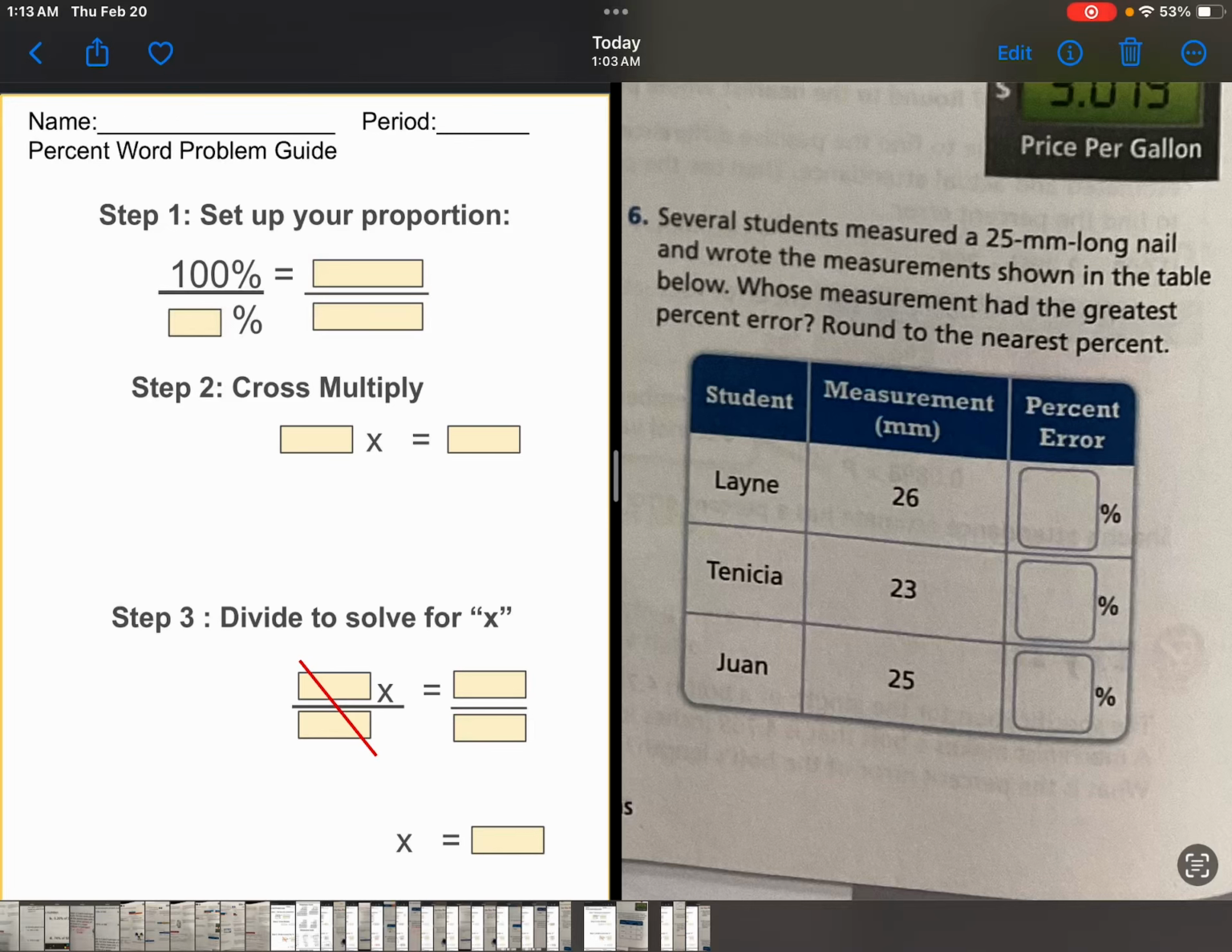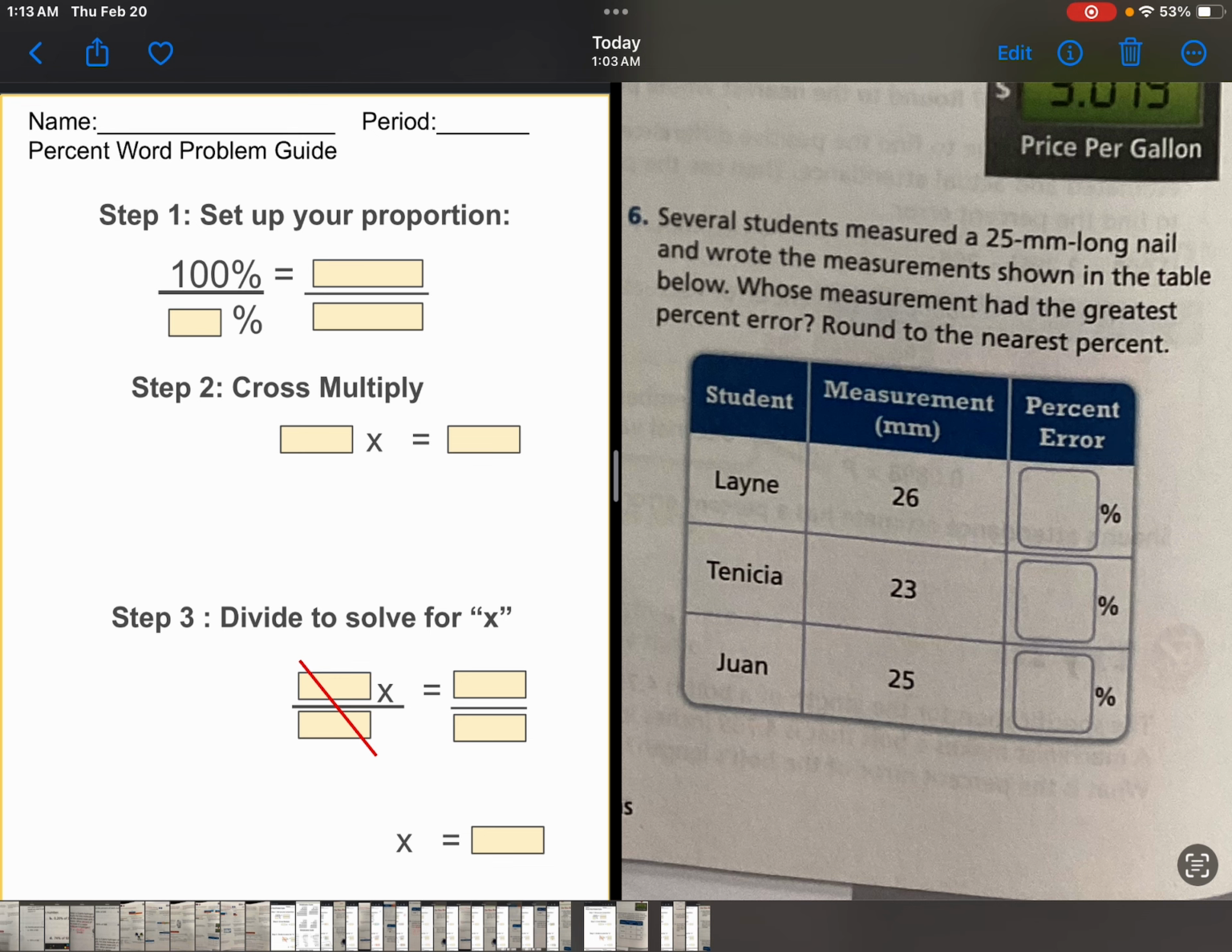Okay, page 164, question number 6. This is a multi-step problem, so let's just talk about it. Remember that for this stamp, you are actually just focused on change, okay? How much change you have or how much error you have on a measurement.